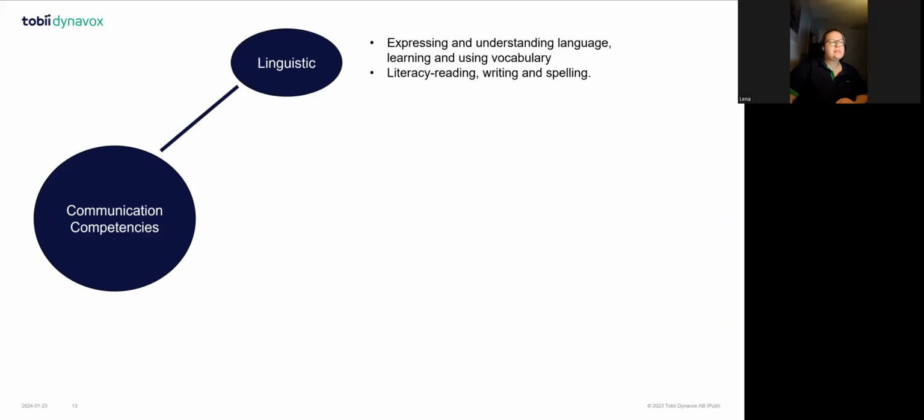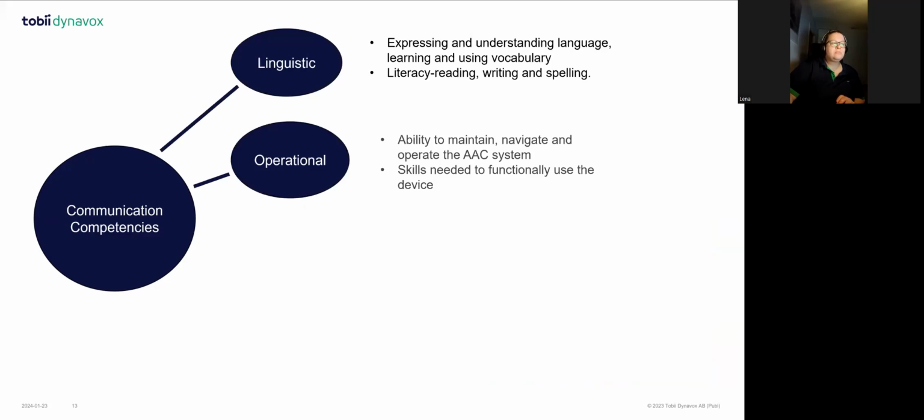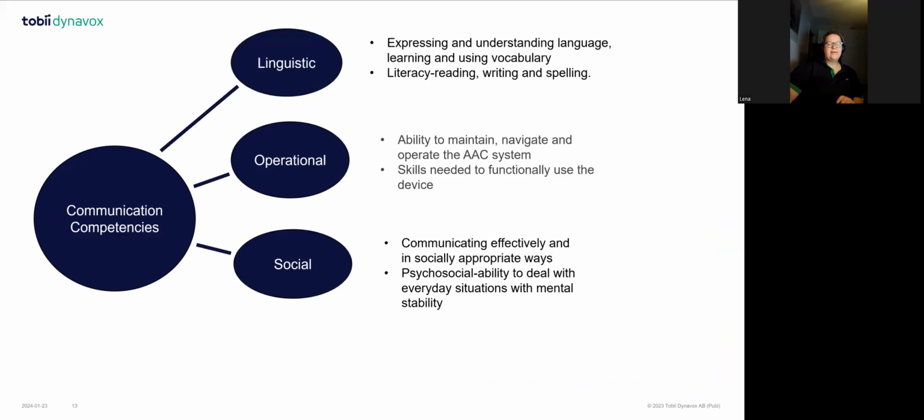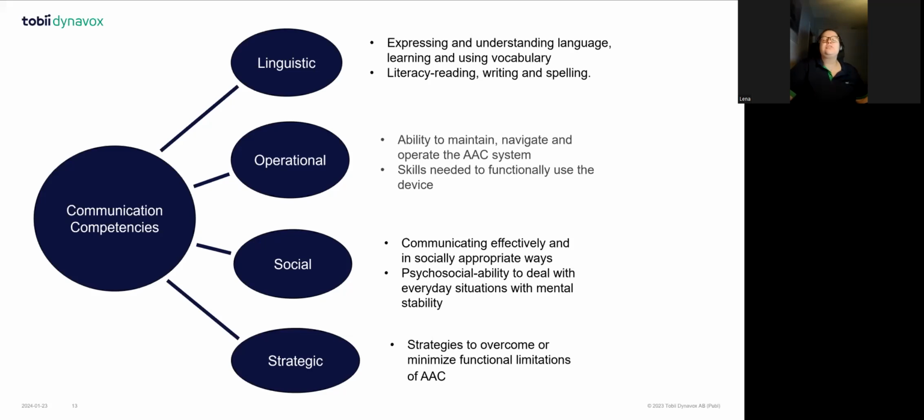The linguistic competence is our ability to use language, no matter how that language is represented, by symbols, by gestures, by text, or by spoken word, and the ability to process and create language. The operational one is the ability to maintain and navigate our system device, which is often outsourced to the support team. The social one, I love how Janice Light formulates it in one of her writings: knowing when to speak, when not to speak, to whom to speak, and how to speak. That's quite an interesting way to say it. And the strategic one is the strategies that allow someone to overcome interruptions in communication. Those four competencies form the base of it.